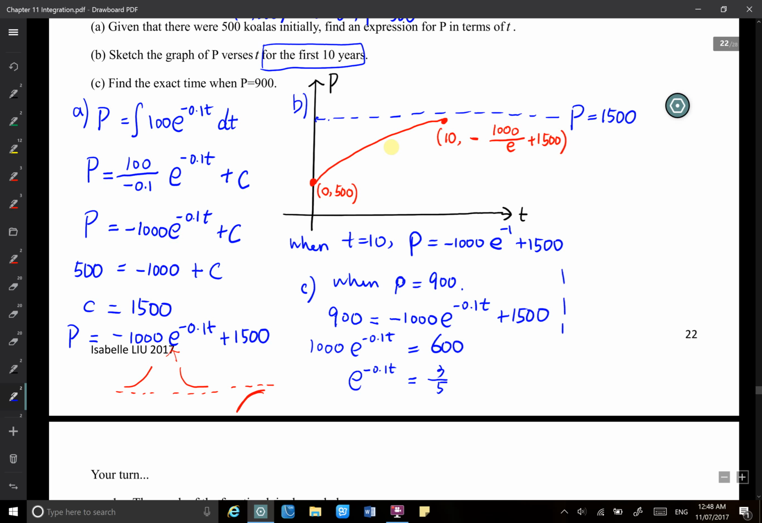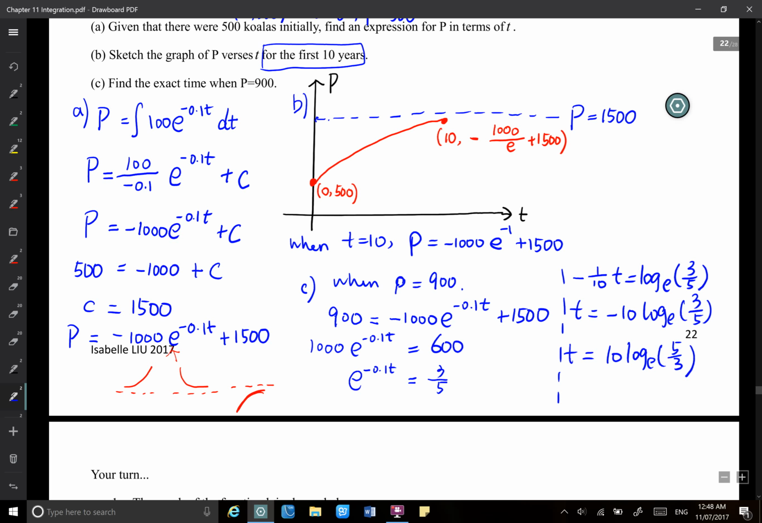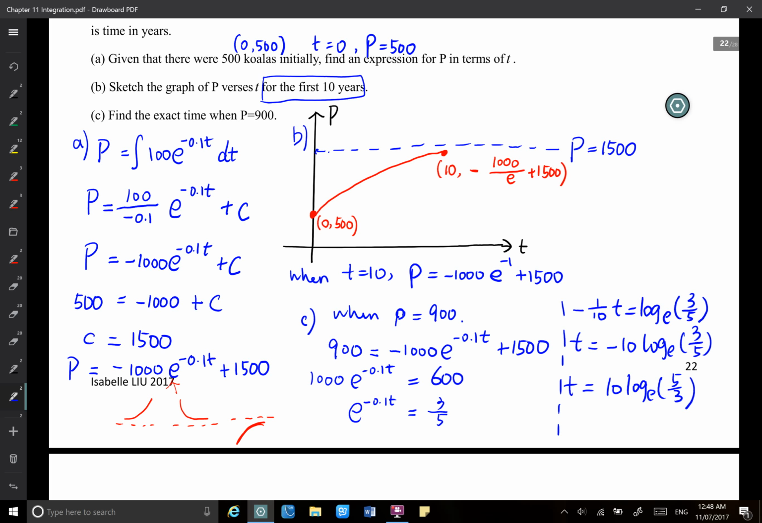I can write here: negative 0.1, and 0.1 is 1 over 10, t equals log base e of 3 over 5. So t equals negative 10 log e of 3 over 5, or I can say that's 10 log e of 5 over 3. That's the time. The unit is years.